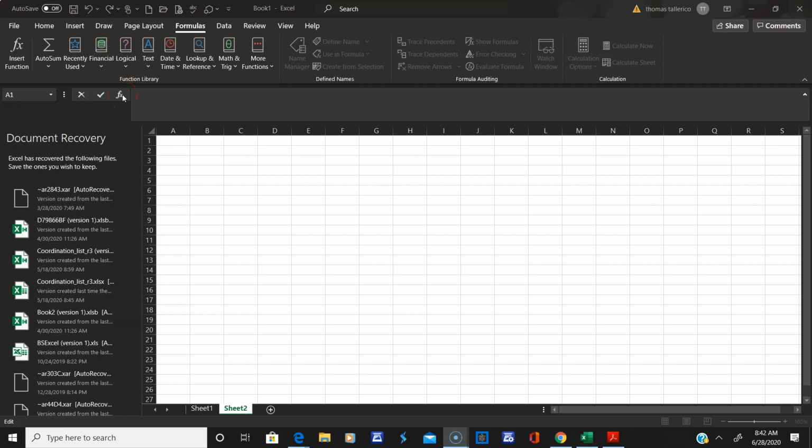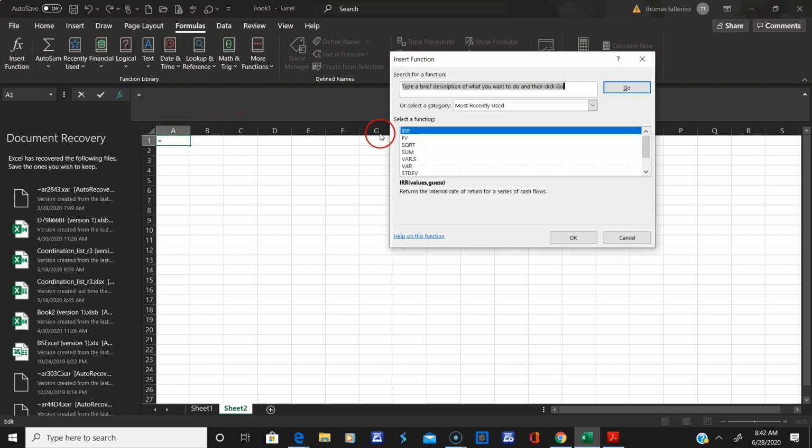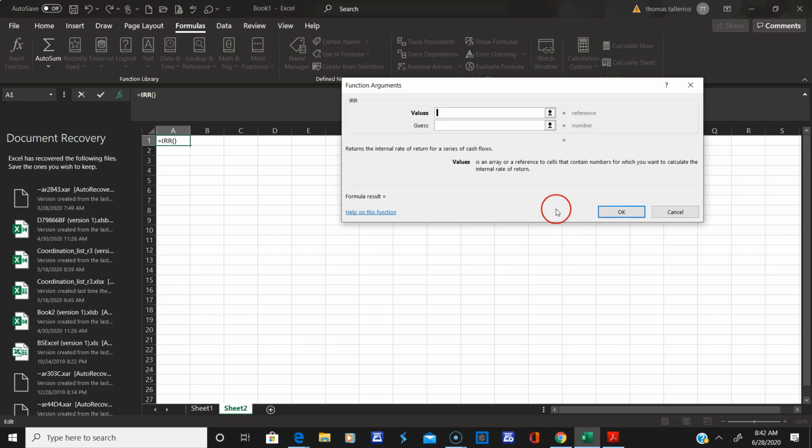Anyway, I want to talk about internal rate of return. Internal rate of return is a function in Microsoft Excel, and you can see right here when I click on that little f of x, how it comes up. If you can't find it, you can just type it in here, hit go, and it'll search for it.